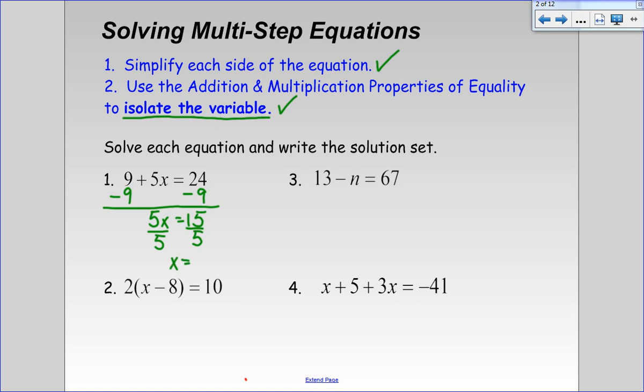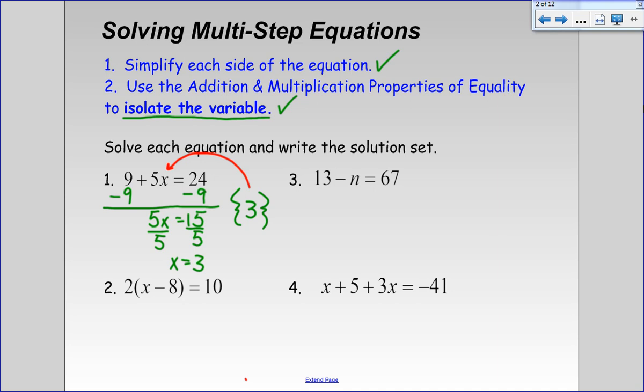So x is now by itself, we call that isolated, and so we found that x equals 3, and we found our solution to the equation, 3. And if we wanted to check to make sure that that works, we would evaluate the equation by plugging in 3 to the original equation and making sure that the equation is true. And we would see that it is in this case. Let's look below this and do number 2.